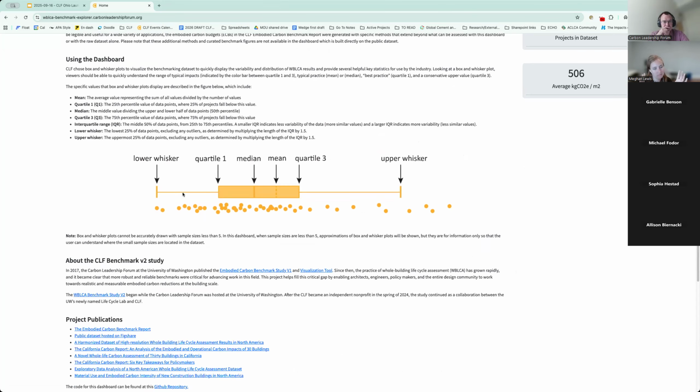So basically, box plot. Quartile 1, so this would be 25% of the data set falls below this value. Quartile 3, 75% falls below this value. So you see the box in the middle that's highlighted is basically 50% of the data points are within this range. And so you have the mean, so that would be the average, and then median, which is just the midpoint of the data set.